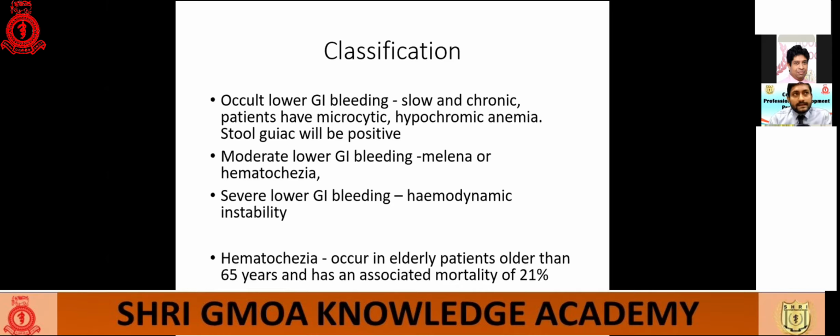When we classify GI bleeding, mostly it's occult lower GI bleeding, which you can detect only in patients who are anemic with hypochromic microcytic anemia, or patients with fecal occult blood positive. The other two groups are more evident, presenting with moderate to severe GI bleeding. Hematochezia is one where severe bleeding presents as PR bleeding, with a very significant mortality of about 20%, especially in the elderly who are more than 65 years old.